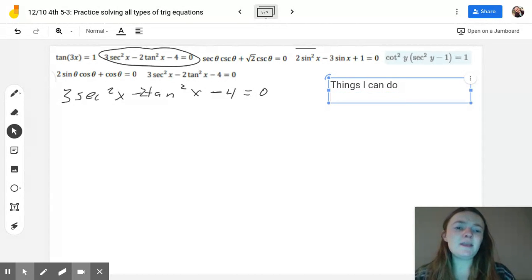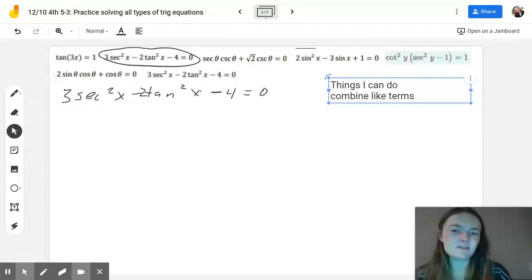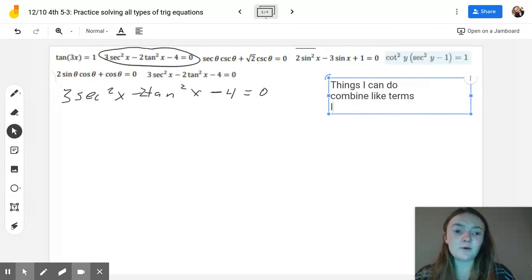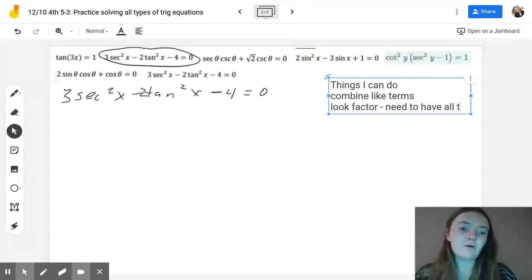All right, one thing I could do is combine like terms. Except if I'm looking at this equation right now, I don't have any like terms. I have secant squared, I have tangent squared, and I have a number. So I can't do that. I could look to factor, except if I'm going to factor, I need to have all the same trig values, and right now I don't.